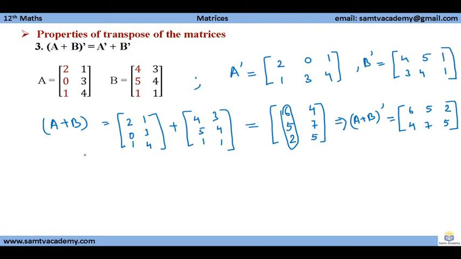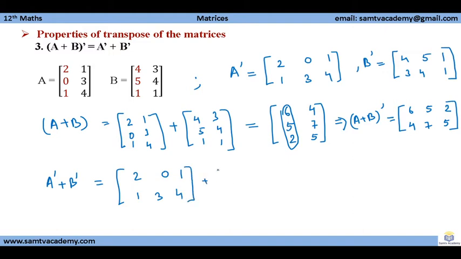Now we have to find A transpose and B transpose. So let's add them. A transpose plus B transpose is equal to, we'll write here, 2 0 1 1 3 4, this is A transpose.